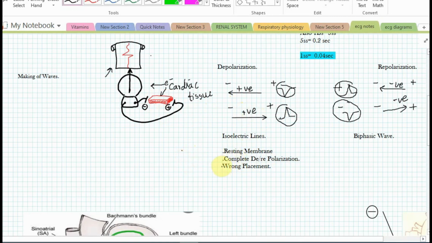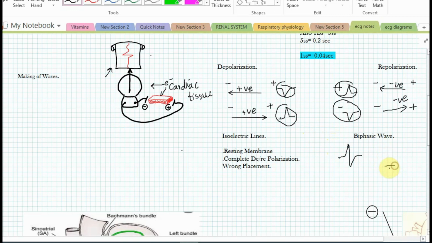Or sometimes when we place the electrode in an incorrect manner, we might also get an isoelectric line. It's not necessary that when an electrode is placed perpendicularly, or at 90 degrees, we always get an isoelectric line. In some of the leads, you might get a biphasic line, that is, a wave that goes up and a wave that comes down. Now, what's the mechanism of formation of such waves? Because sometimes the isoelectric line and biphasic line can be seen simultaneously on an ECG paper.